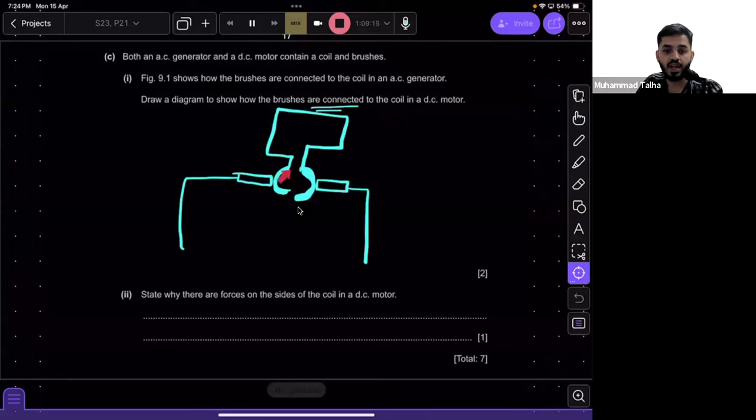State why there are forces on the sides of the coil in a DC motor. So the idea is that a force acts on a current carrying conductor, that's what CCC stands for, in a magnetic field.